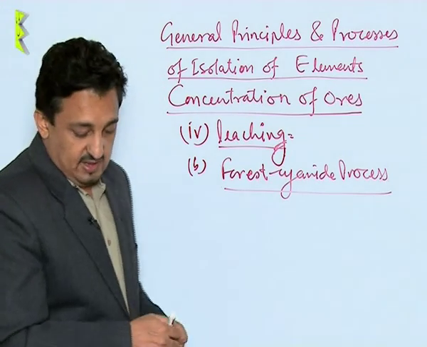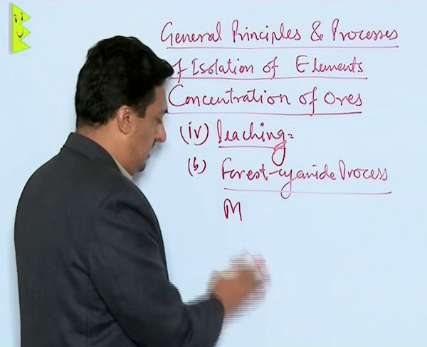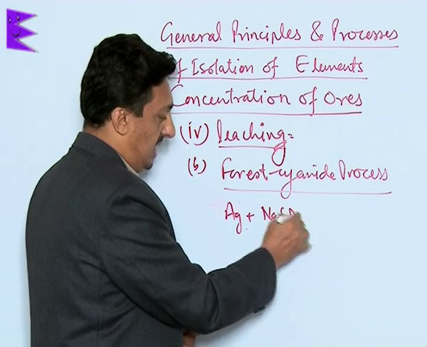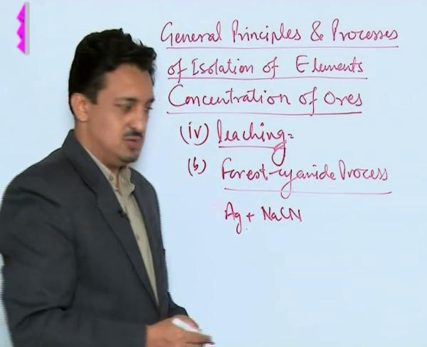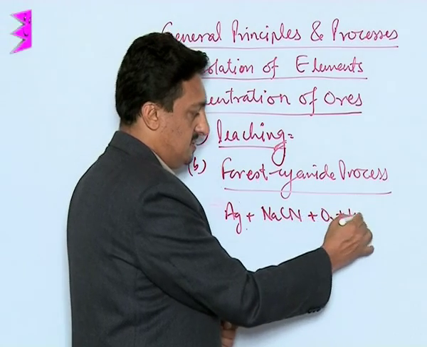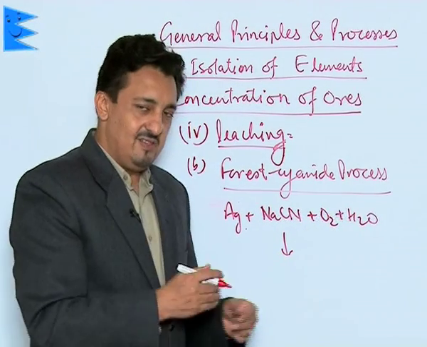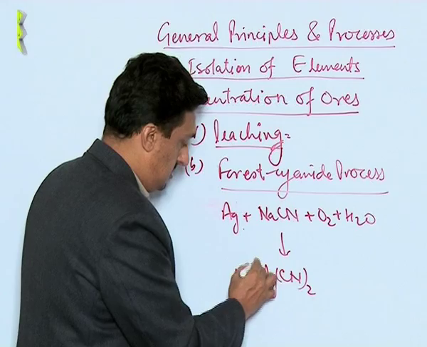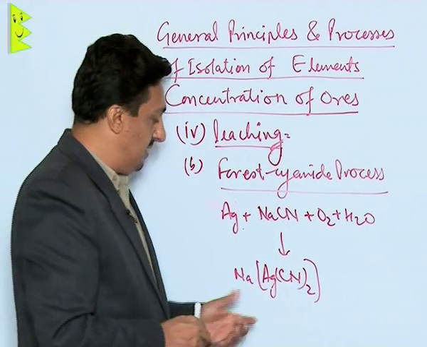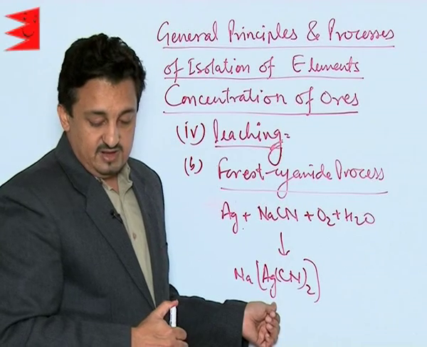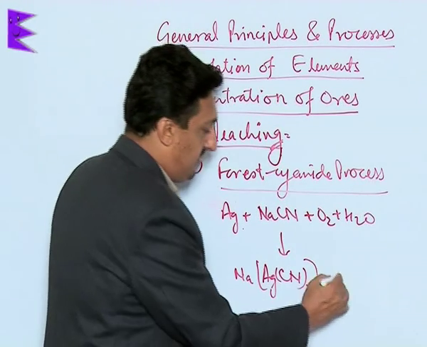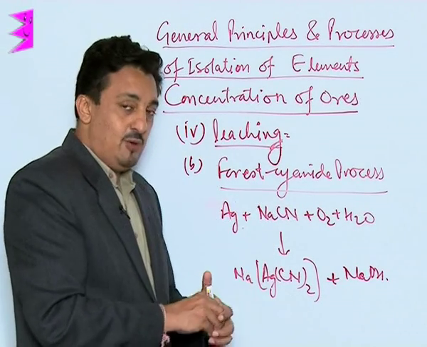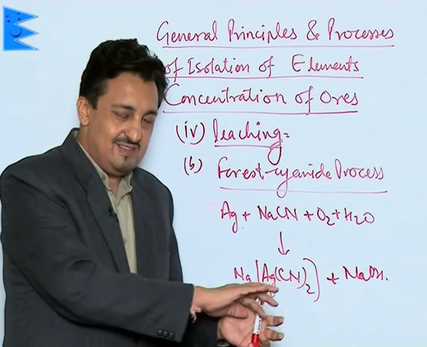Now, let's take the example of silver. This ore is treated with sodium cyanide solution, usually 0.5% sodium cyanide solution, in the presence of oxygen. The silver gets dissolved in the solution in the form of a complex, sodium tetracyanidoargentate(I). It gets dissolved in this form, and it also forms the alkali along with this. Once it gets dissolved, the impurities remain in the undissolved state, so they are easily separated out.